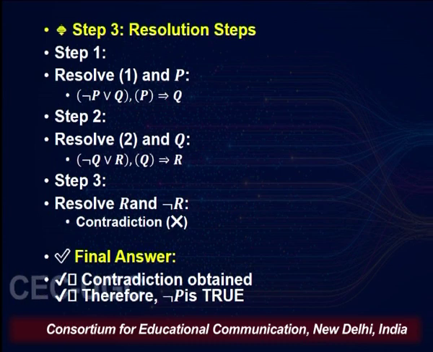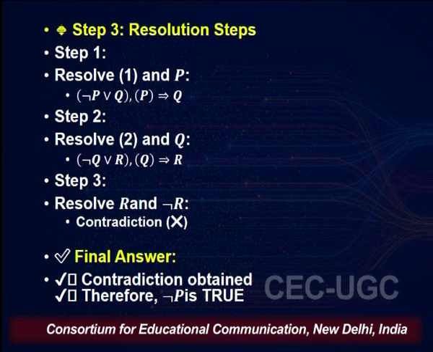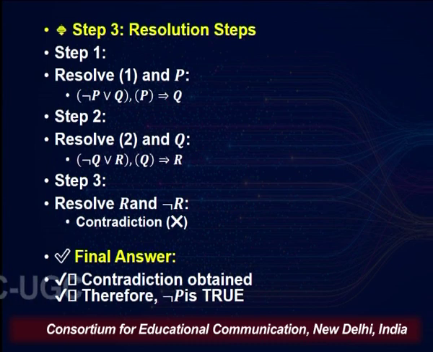At the second step, we will be resolving Q and the second clause, which was negation of Q or R. So, negation of Q or R is resolved with Q. Again, negation of Q and Q will be cancelled out, and we will be left with R only, and finally in the list of clauses we have R and negation of R.